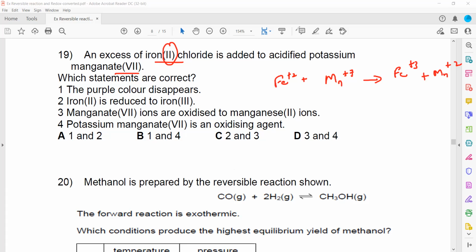When we work out the changes here, iron is plus 2, it changes to iron plus 3. So if iron plus 2 changes to iron plus 3, the oxidation number increases. And whenever the oxidation number increases, we call this change oxidation. So this change is known as oxidation, and this substance is known as a reducing agent. So iron 2 is acting like a reducing agent.